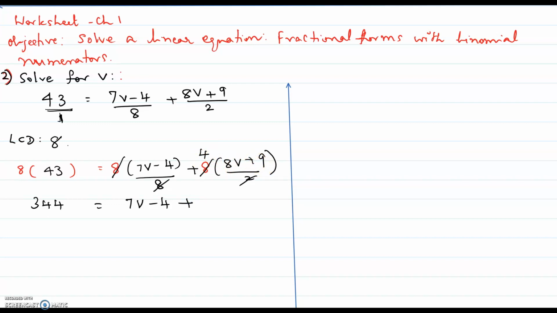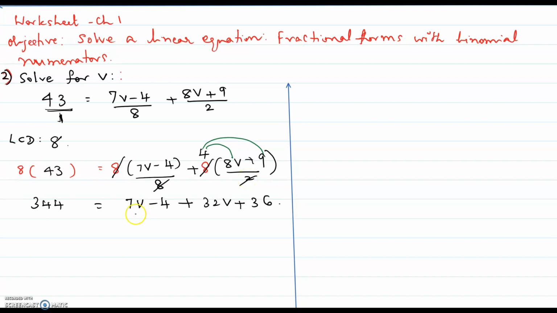So we have to distribute the 4. So 4 times 8v, that will be 32v. Then 4 times 9, that is 36. So notice here the idea of multiplying both sides of this equation by the LCD is to get rid of the denominator, or to clear the fraction.